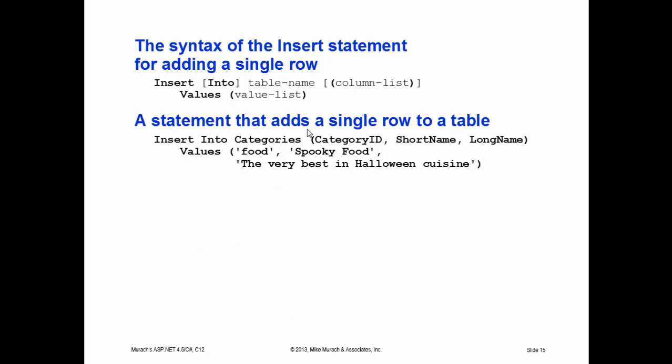An insert statement, so I'm actually putting rows in. You have your insert statement, you have an optional into keyword, the name of the table that you're inserting into, a list of columns that you're going to fill in, and then the value that's going into each of those columns. So this is sort of a mapping going on here where you say, I'm going to insert data into the category ID, the short name, and the long name, and then I have to match that order. So food is going to map to category ID, spooky food is going to map to short name, and then this long, the very best in Halloween cuisine is going to match to long name. So these three values map in the same order of the insert statement.